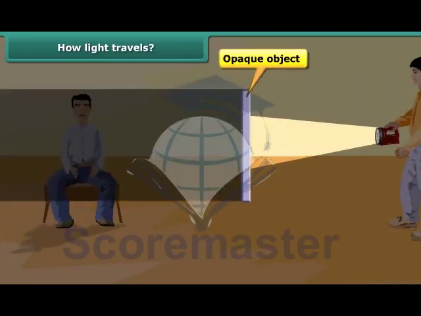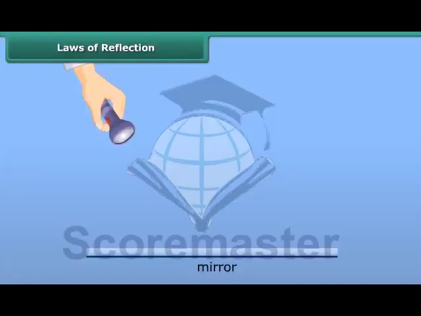If we keep an opaque object in front of the source of light, the path of light is obstructed, thus forming a shadow behind the opaque object. This shows the light travels in a straight line, else we could have seen through the opaque object. The light travels in a straight line.